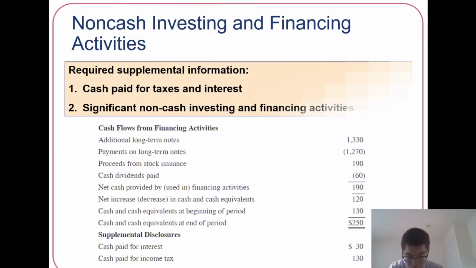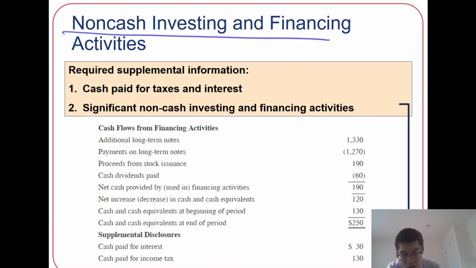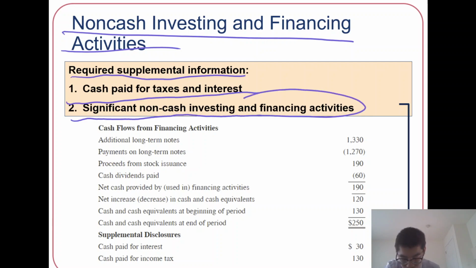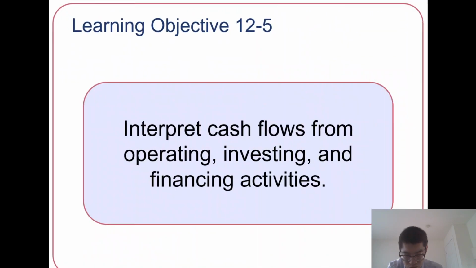And non-cash investing and financing activities, what do we do with those? When we have non-cash activities, we require supplemental information: cash paid for taxes and interest, and significant non-cash investments, and we have to disclose them as well. But you don't have to worry about this in our class, because this is not going to be on the final, and during the quiz I will just test some basic knowledge about this chapter. Interpret cash flows from operating, investing, and financing activities.